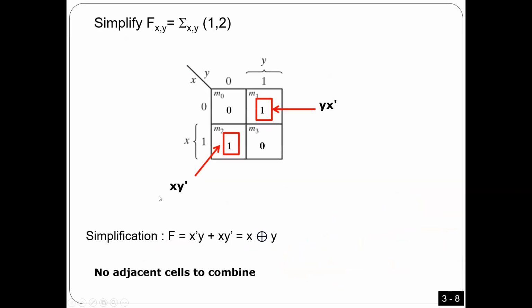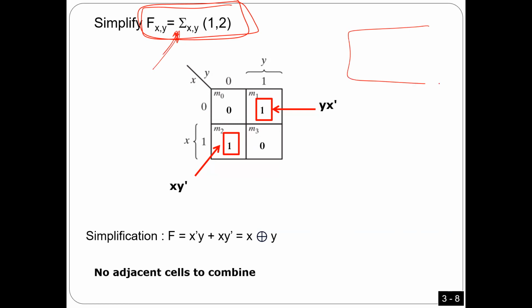So let me give you more examples. Let's come to this example. Look here, guys. Here I'm giving you the function this way. As I told you, number one, you have to put the ones and zeros in the map, and then you have to group and simplify it after that. You remember this one?